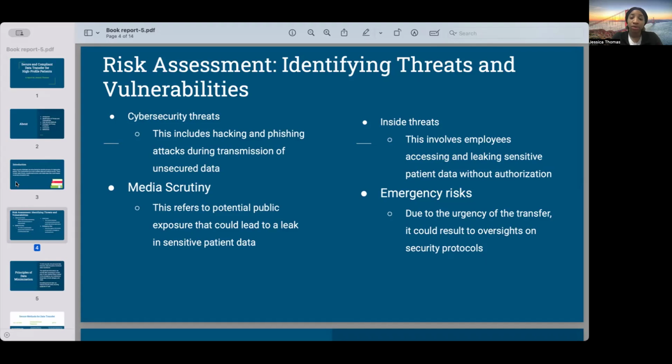Lastly, it will be emergency risk. Due to the urgency of the transfer, that could lead to a lot of oversights in terms of keeping patient data secure because they are working with limited time. Their priority might be getting the data transferred and not making sure the data stays secure.